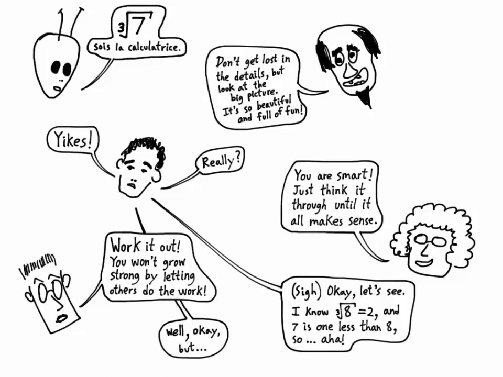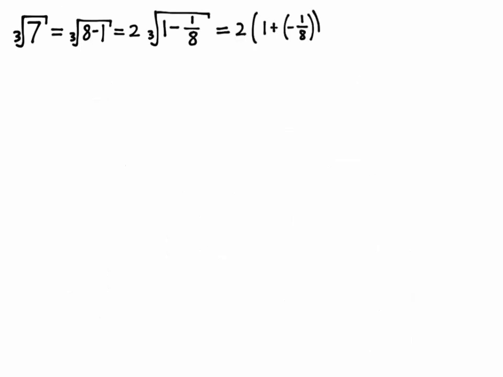The key is to recognize that 7 is 1 less than 8, and you already know the cube root of 8. So if you rewrite the cube root of 7 as the cube root of 8 minus 1, and then you factor out 2, then you get an expression that is of the form (1 plus x) to the n, where x in this case is negative 1/8 and n is 1/3. Now you can use the binomial formula to find the expansion of this expression. See if you can find the first 4 non-zero terms. Pause the video and try it on your own and see if you get the same result that I'm going to show you now.